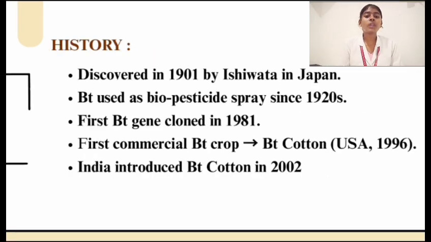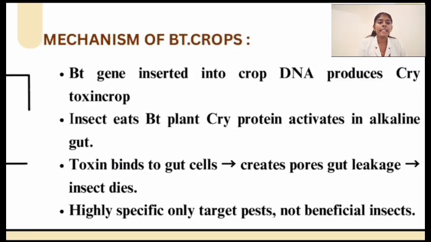Next, we see that Bt crops have an interesting history. Bt, which means Bacillus thuringiensis, is the bacterium first discovered in the year 1901 by Ishiwata in Japan. The first Bt crop, Bt cotton, was introduced in the USA in the year 1996. India introduced Bt cotton in the year 2002. Bt crops like cotton, corn, and brinjal are grown worldwide to protect plants from pests without using many chemical pesticides.